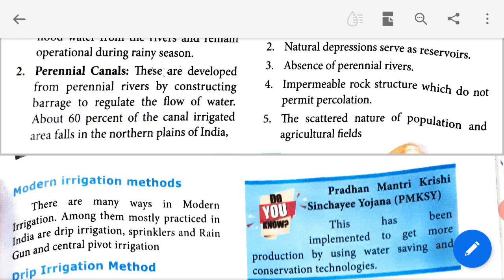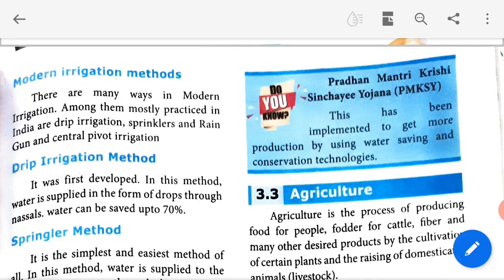The scattered nature of population and agricultural fields. So, when the population is scattered here and there, distributed unevenly, and even fields are not continuous, with fields here and there, at those places we can use tank irrigation.